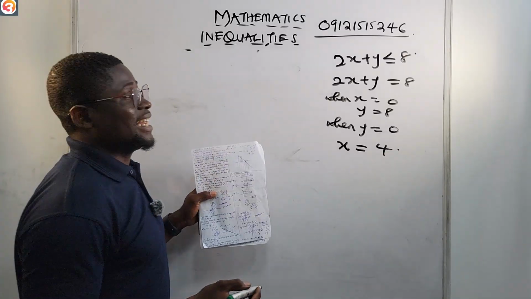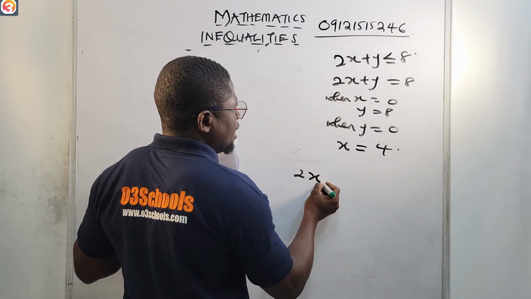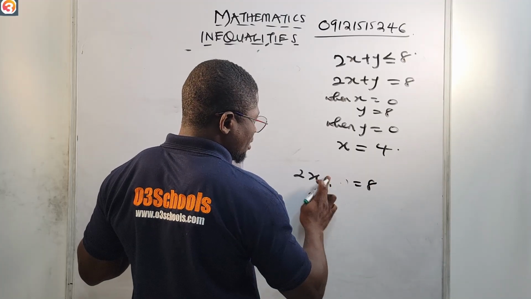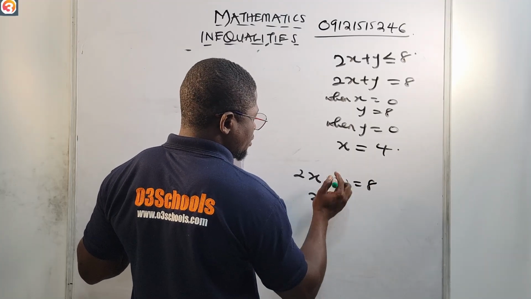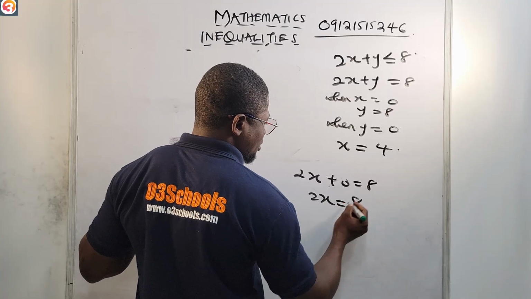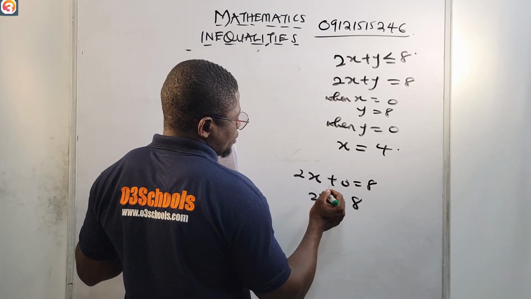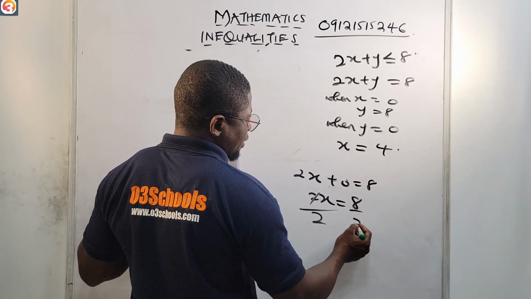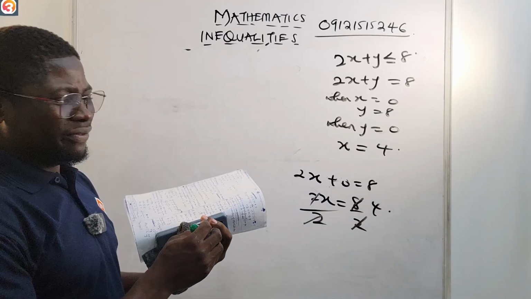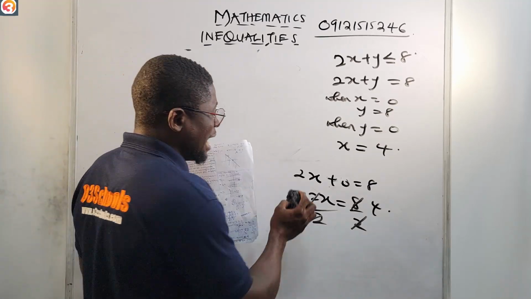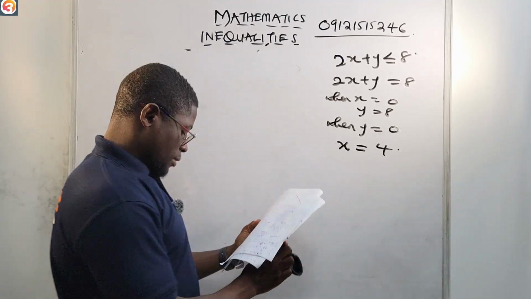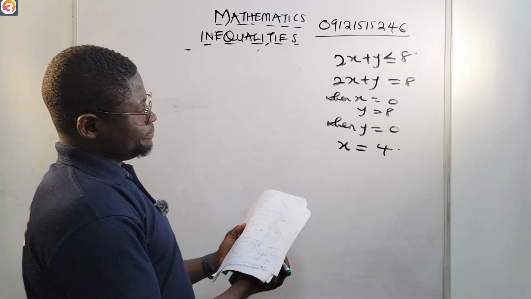Somebody will say, how did I get it? Solve it now. This is 2x plus 0 is equal to 8. The plus 0 is not necessary, so I'm going to say 2x is equal to 8. Divide both sides by 2. 2 cancels 2, so x is 4. As a JAMB student, you have to be very fast and avoid mistakes. Be very careful and be very fast. So let us go because of time.